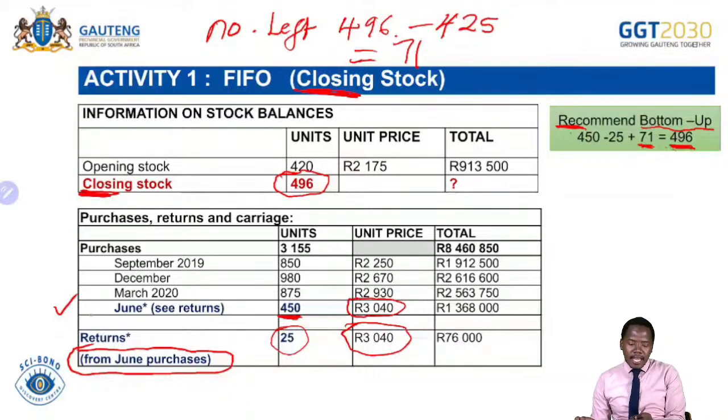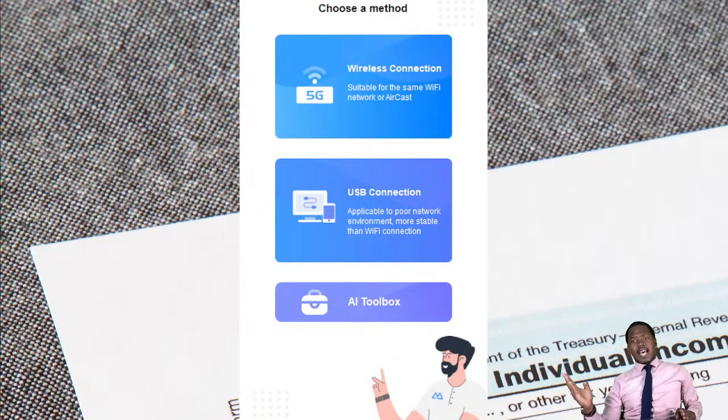Now, when I take my 425, which units must I use? I will just go to my right hand side and check how many units are there for the 425. Now I'm using the 3040, and then let us prove the calculation, grade 12, and this should give me 1,292,000. So that is part of my closing stock.